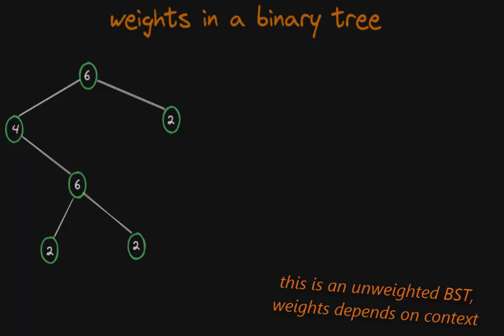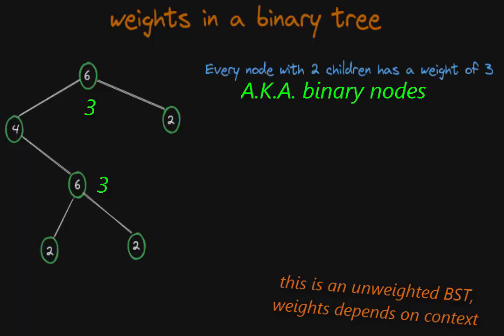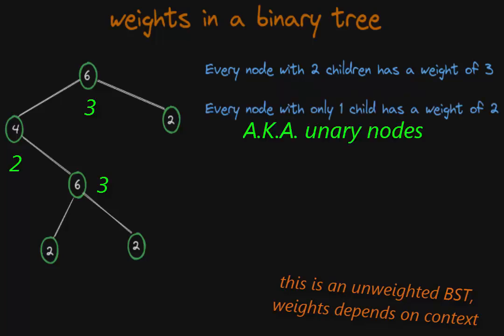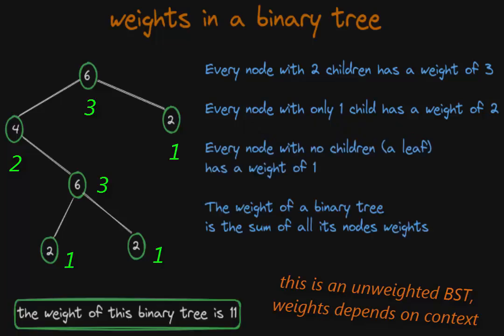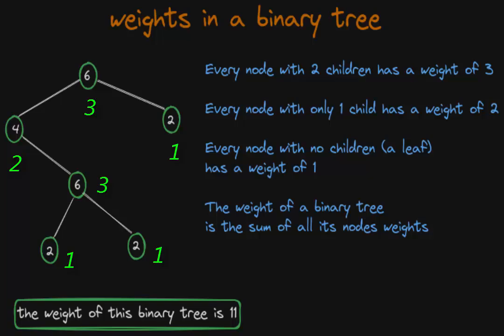Assigning weight helps optimize tree traversal algorithms. By knowing the weight of a node, we can determine the relative position of its children and navigate the tree efficiently. A node with 2 children has a weight of 3. A node with 1 single child has a weight of 2. A leaf node has a weight of 1, and the total weight of the tree is the sum of all individual weights. For example, here the total weight is 11.